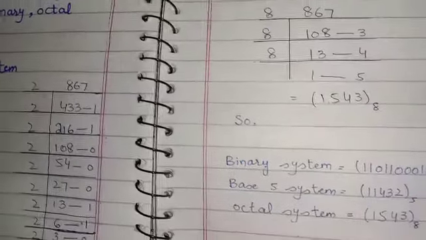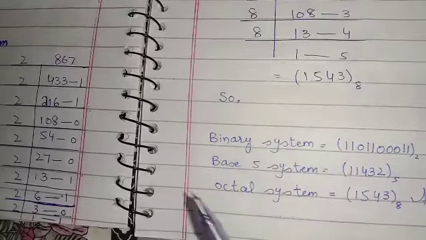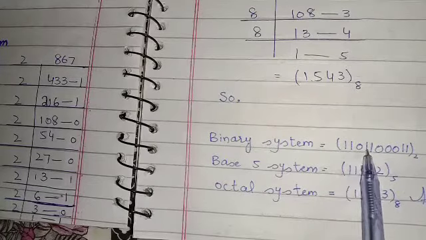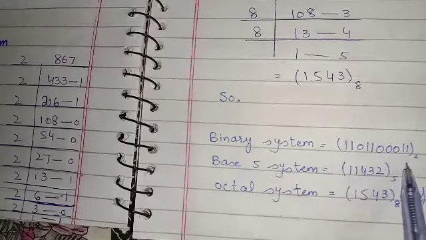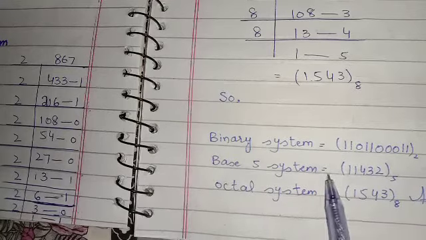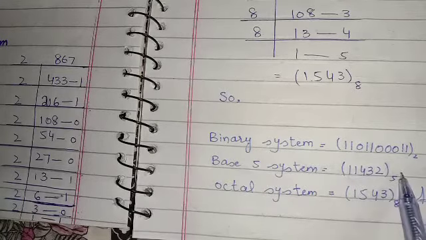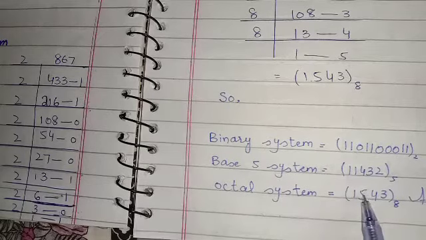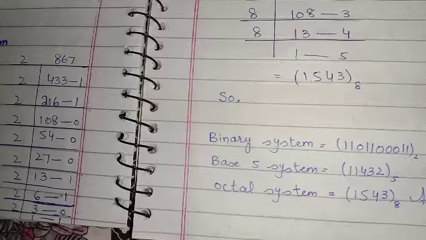So our answers are: binary system is equal to 1101100011 with base 2. Base 5 system is equal to 11432 with base 5. Octal system is equal to 1543 with base 8. This is our answers.